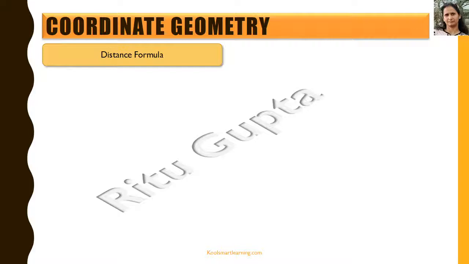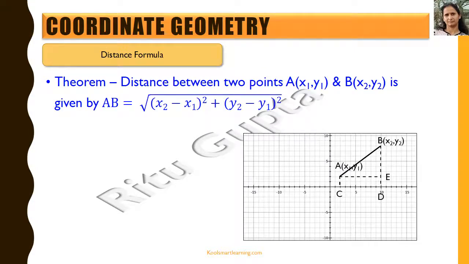So friends, now let's look at the distance formula in coordinate geometry. We have this theorem which states that the distance between 2 points, say A and B, where A is represented by (x1, y1) and B is represented by (x2, y2), is given by this formula: the square root of (x2 minus x1) whole square plus (y2 minus y1) whole square. Now we are going to see how we arrive at this formula, and then we'll be using this formula to find out the distance between 2 points whose coordinates are given to us.